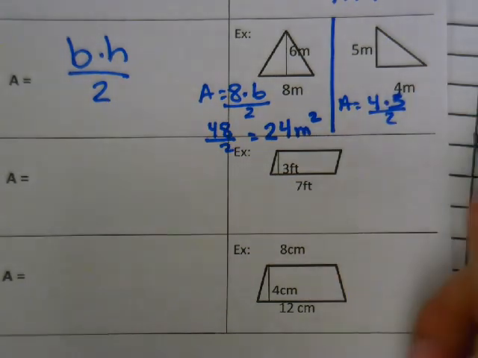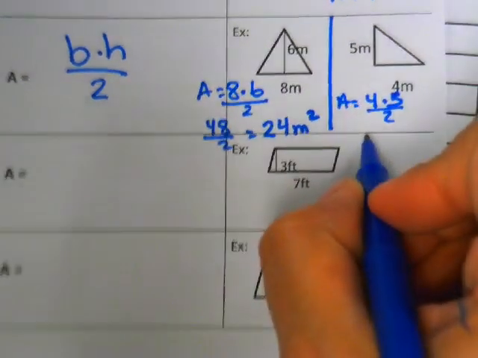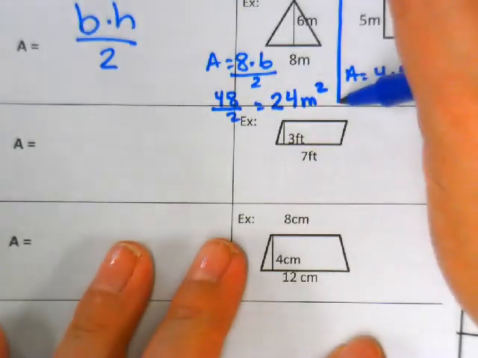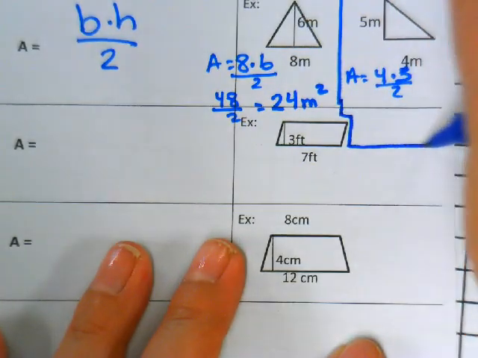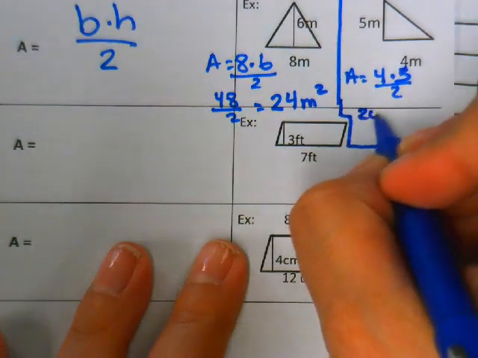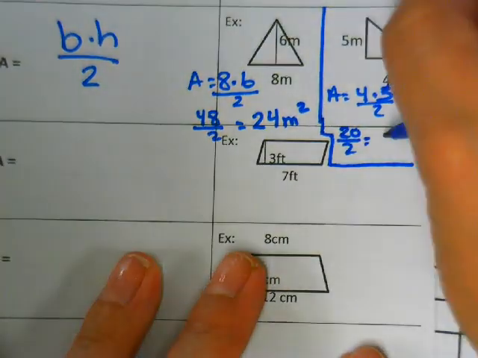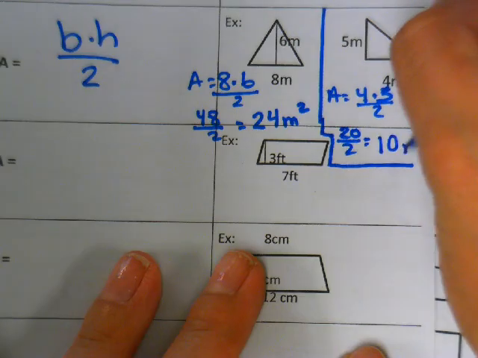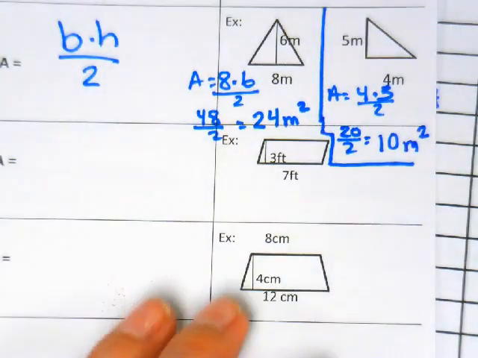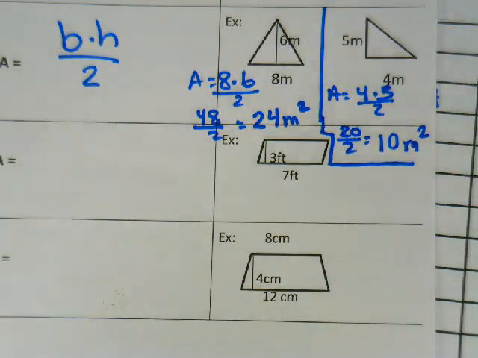Okay, what's 4 times 5? 20. I'm going to bleed into this one, and that's okay. Give myself some more room. What's 20 divided by 2? 10. So our answer is 10 meters squared. So you take the two numbers, you multiply, and then you divide by 2.